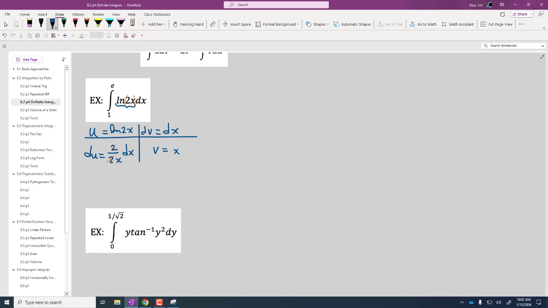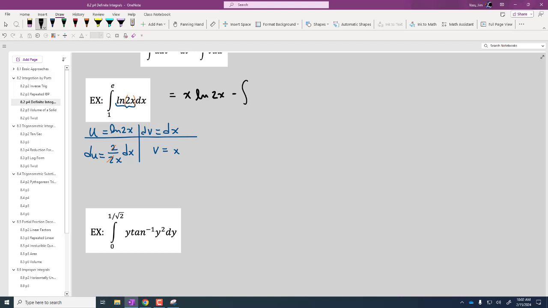So we've got that. All right, so now we do the ultraviolet voodoo. So here, this is what you're referring to, Dustin. We're going to put that x out in front. We wouldn't want to write it as natural log of 2x times x. Okay, got it. So we do it that way, uv minus the integral of v du.